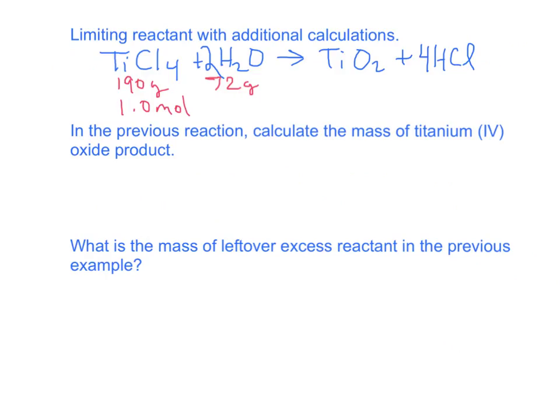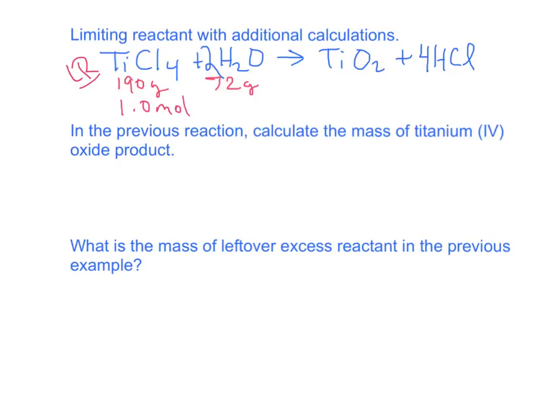So a couple of extension questions that can be asked, and you can see at the top we've just transferred the equation over onto this slide, same equation we had last time. There were the starting amounts that were given. We know that titanium 4 chloride is the limiting reactant. So question 1, in that reaction, calculate the mass of the titanium 4 oxide product.